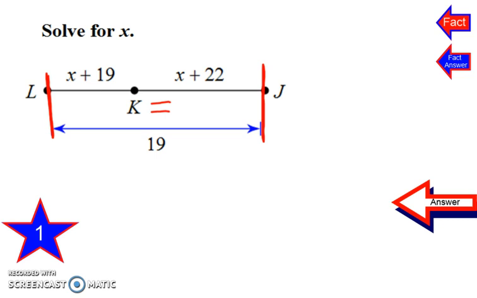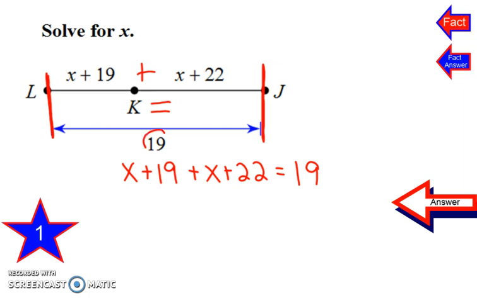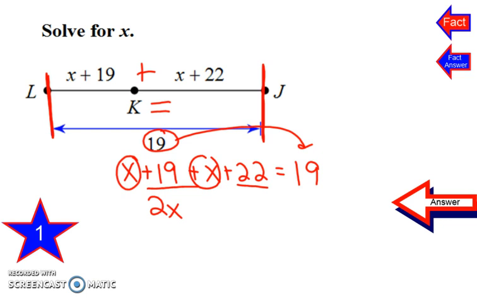Now, the thing we have to remember about the top is we have 2 parts that equal 1 whole part. If we have 2 parts, that means we need to add them together. So in this case, we're going to write out our equation: x plus 19 plus x plus 22 equals my bottom 19. My whole segment is on one side, and the other parts are the individual parts of the line segment. Now if I combine like terms, x plus x gives me 2x, 19 plus 22 gives me 41 equals 19.